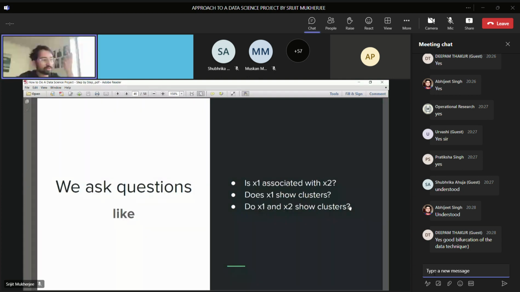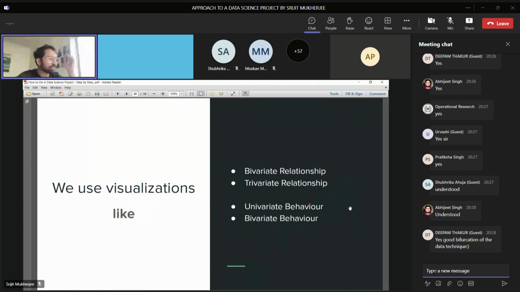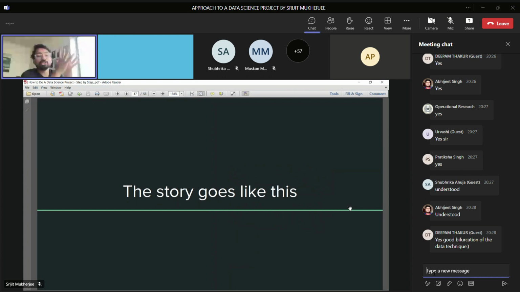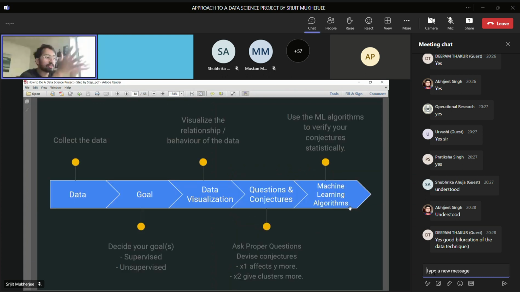Now the story goes like this: you collect the data, decide your goals, whether it's unsupervised or supervised learning, then you visualize the behavior of the data or the relationships in the data, and from there you can ask questions. So probably from the pictures I showed you, flavonoids and total phenols are better features, or give more clusters than others. Flavonoids give more clusters than magnesium. These are the questions you ask.